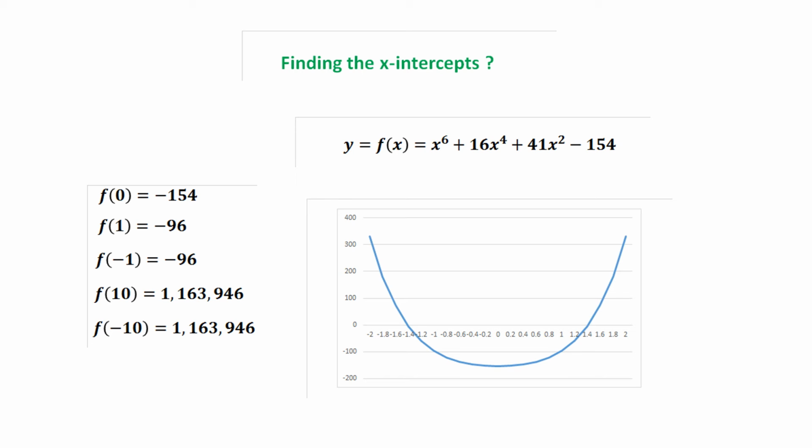Finding the x-intercepts with functions can be rather difficult. Here we have a simple looking function. It's a polynomial. f of x is x to the 6th plus 16x to the 4th plus 41x squared minus 154. And what's normally written in the literature is that you're supposed to take the divisors of the leading term, that coefficient is 1, and the number term, negative 154, all the possible divisors, positives and negatives.